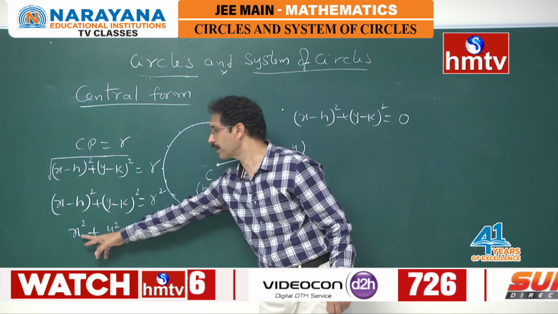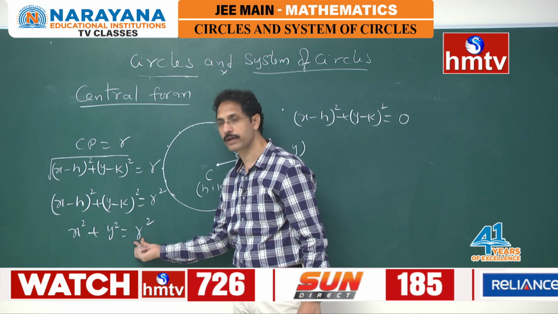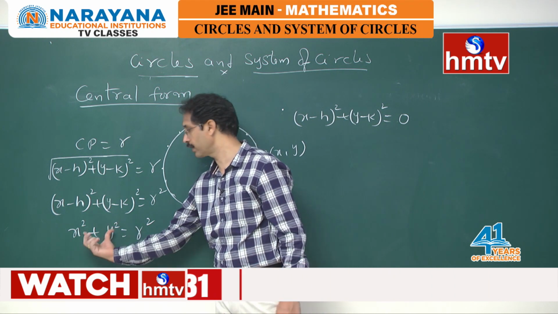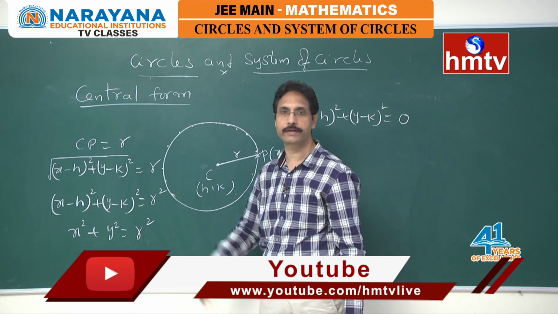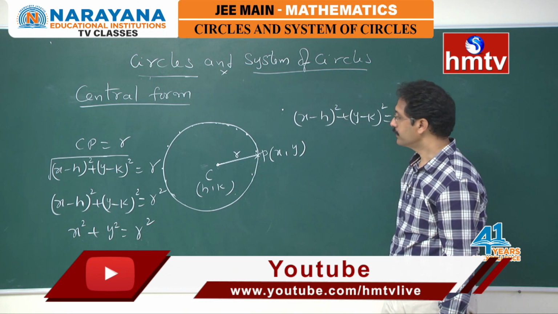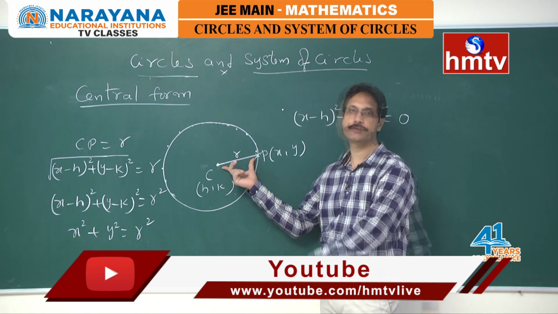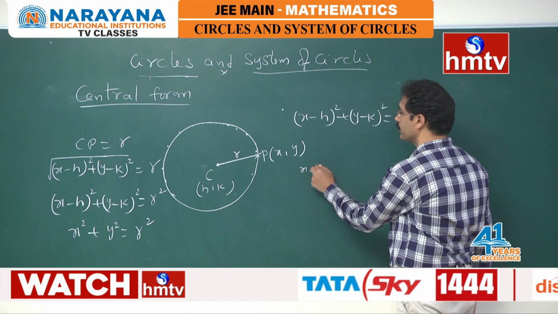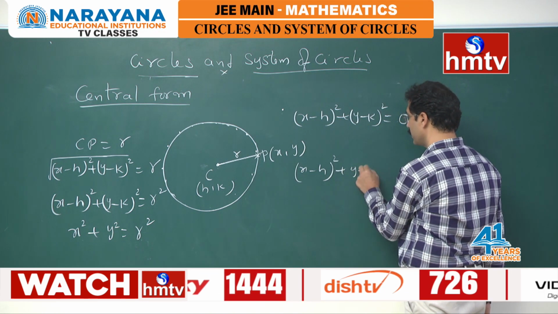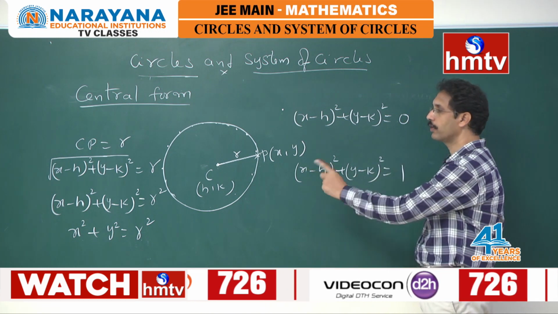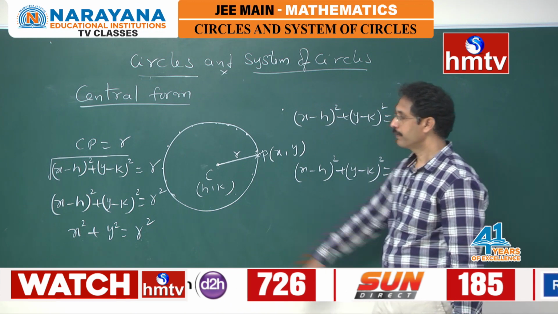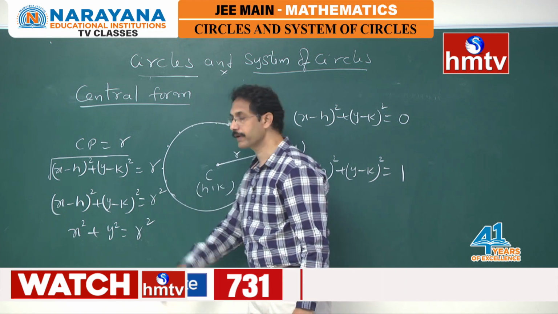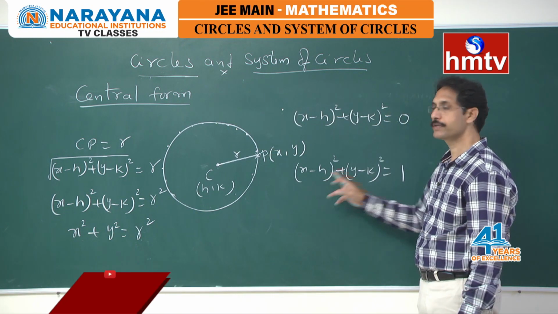Or for this equation also we can write, if I take r as 0 over here, simply x square plus y square is equal to 0, which is nothing but x0, y0, only (0, 0) is the point. So this is a point circle. Now if I take the radius of this circle as 1 unit, then it is called a unit circle. That means (x minus h) whole square plus (y minus k) whole square is equal to 1. This is called the unit circle. In this way, this is the central form and the standard equation of the circle, this is a point circle, this is a unit circle.